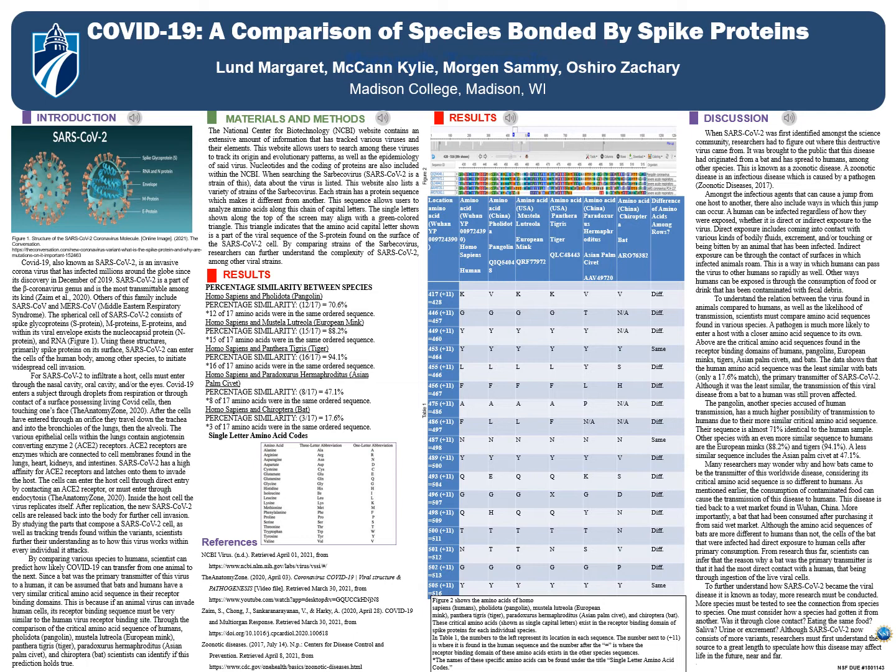The next few paragraphs explain modes of transmission, likelihood of transmission, and why a bat may have been the primary transmitter. To further understand how SARS-CoV-2 became the viral disease it is known as today, more research must be conducted. More species must be tested to see the connection from one species to another. One must consider how a species has gotten it from another. Was it through close contact, eating the same food, saliva, urine, or excrement? Although SARS-CoV-2 now consists of more variants, researchers must first understand the source to a great length to speculate how this disease may affect life in the future, near and far.